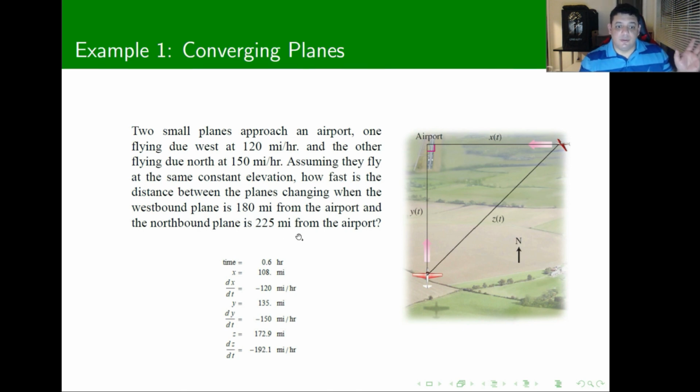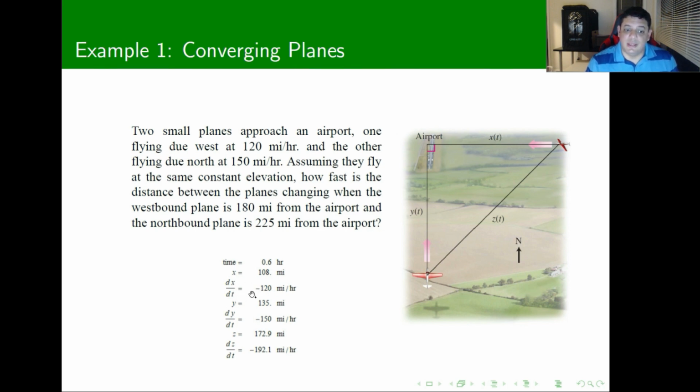Then what we need to do is set up the information that we know. Okay. So first thing, let's check the rate of change. So we have the rate of change of x. We're calling x the distance of the westbound plane. We call y the distance of the northbound plane. So dx/dt and dy/dt are the respective speeds, okay? Because they're going against the positive direction, this one is going up and this one is going to the left, we're saying that they're both negative rates of change.